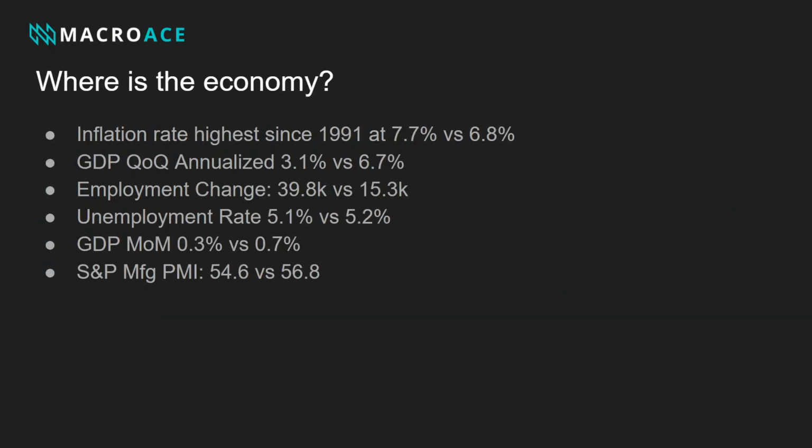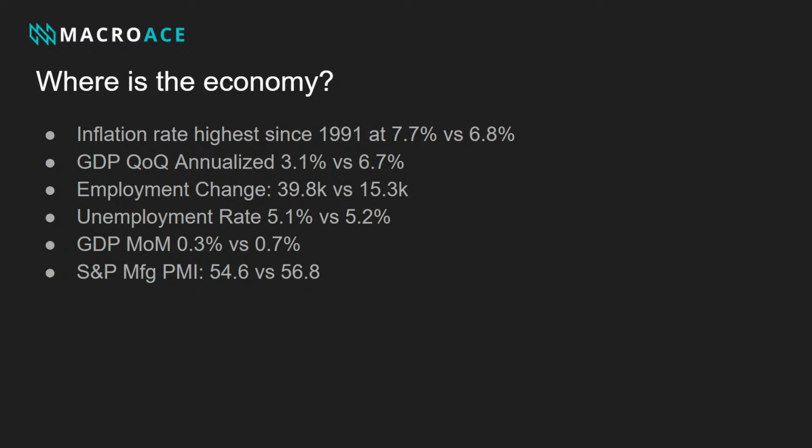So where is the economy at the moment then? As I said, inflation rate at the highest since 1991, now at 7.7% compared to the prior of 6.8%. GDP quarter-on-quarter annualized at 3.1% versus 6.7%. The employment change, what we'd seen last time, came out at 39.8k versus 15.3k, so much better than expected compared to the prior month.